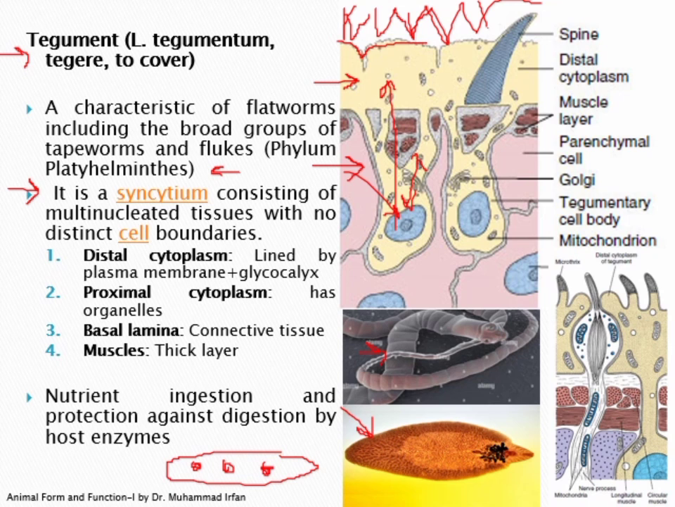Then there is a basal lamina, the third layer, and this basal lamina is the composition of the basement membrane plus connective tissue. The basement membrane, we know, is the scotch tape-like material released by the same epithelial cells that attaches them to the other tissues. So this basal lamina is a merger of the basement membrane and the connective tissue beneath. And beneath this connective tissue, there are thick layers of muscles.